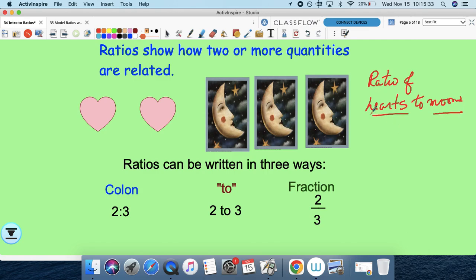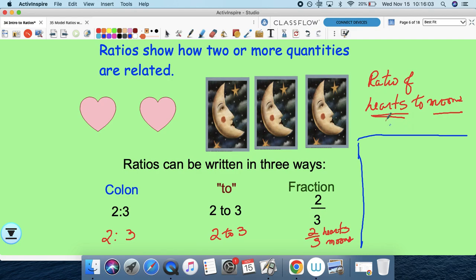Order being important. How many hearts do we have? We have 2 hearts. How many moons? 1, 2, 3. So we can write this relationship in 3 ways: using a colon, using the word "to", or writing it as a fraction. But when writing it as a fraction, I really want you guys to start writing the units. 2 hearts, 3 moons.